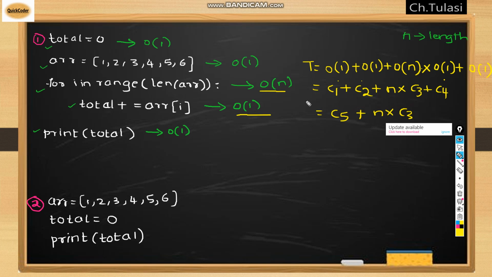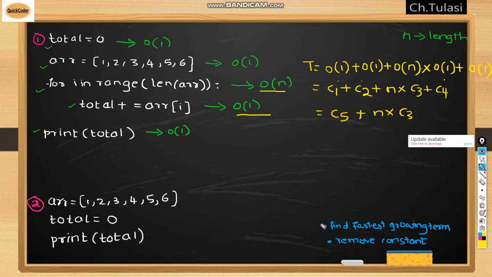If you see the previous video, I discussed 2 points on how to derive the big O notation. So I will write those 2 points again. Okay friends, I wrote them for you here. First one is find the fastest growing term. So what is the fastest growing term? As c5 is constant, it never grows, and in n into c3, as n increases, the term also increases. So n into c3 is the fastest growing term.